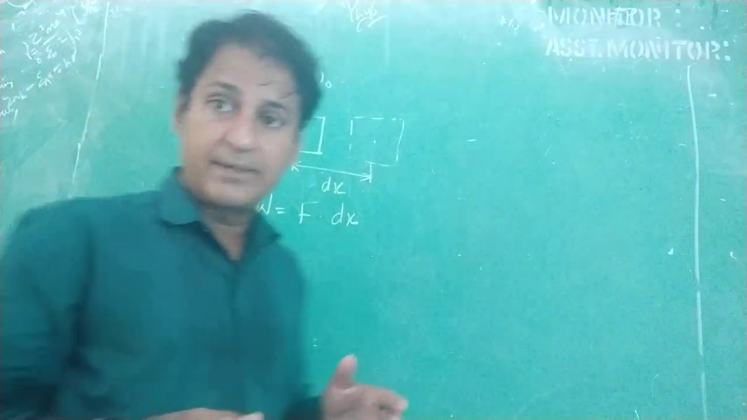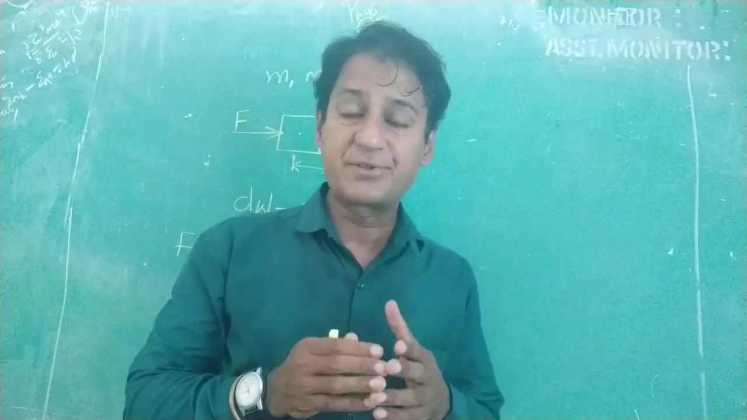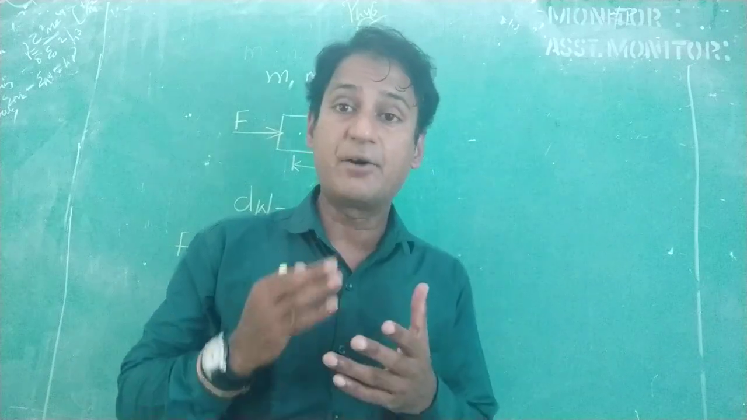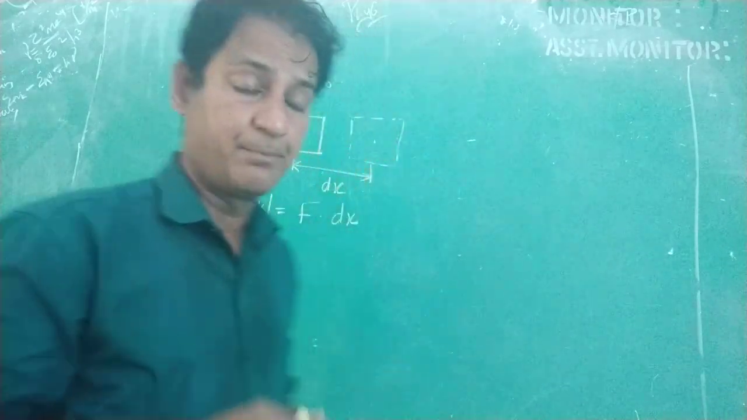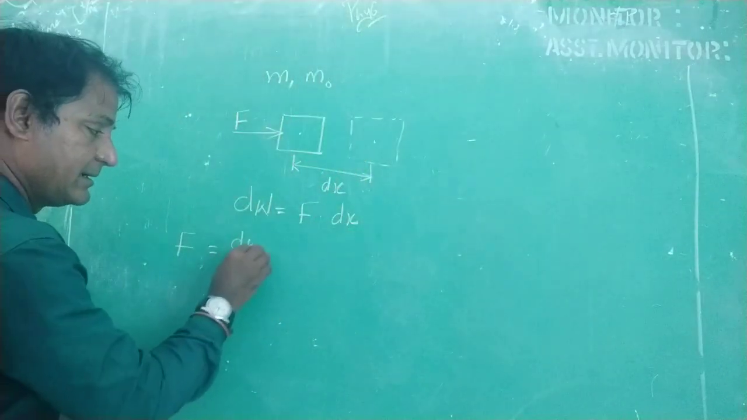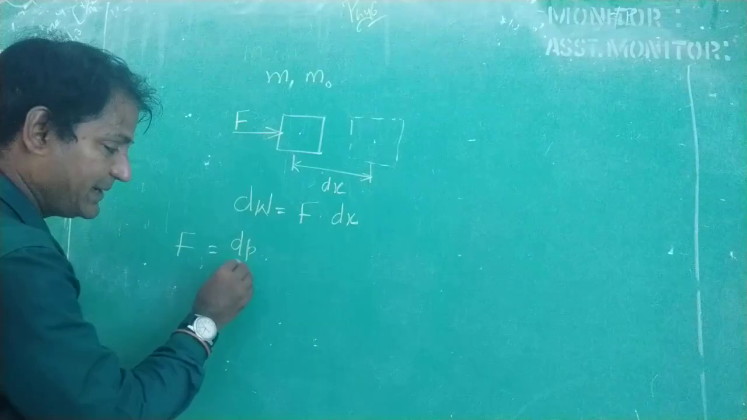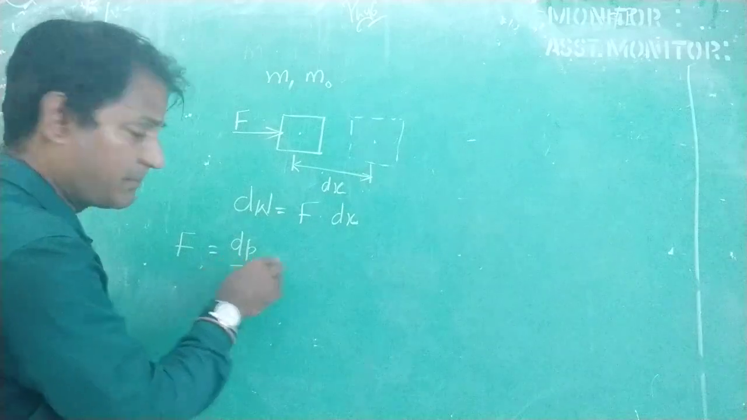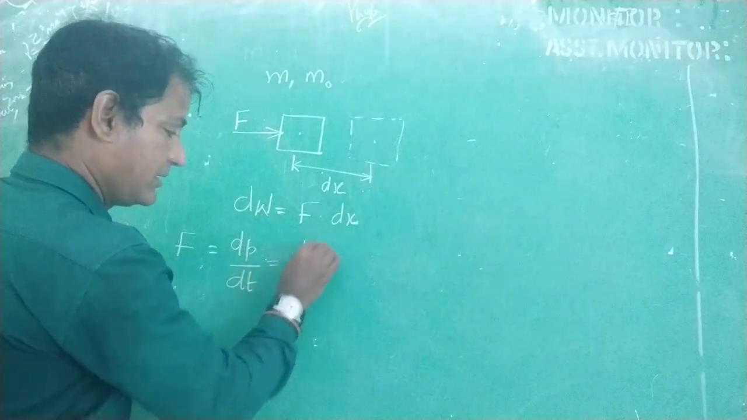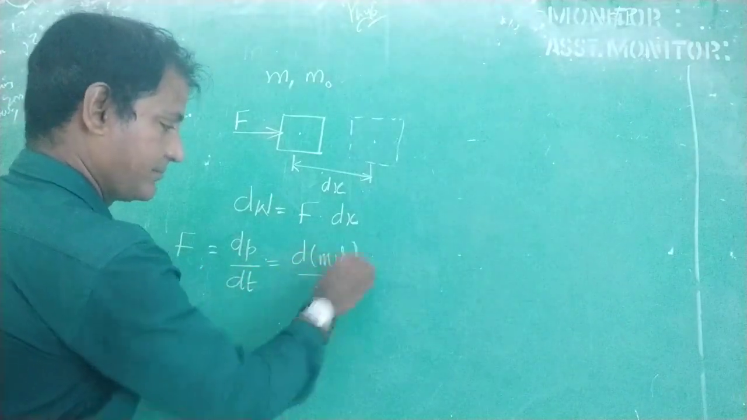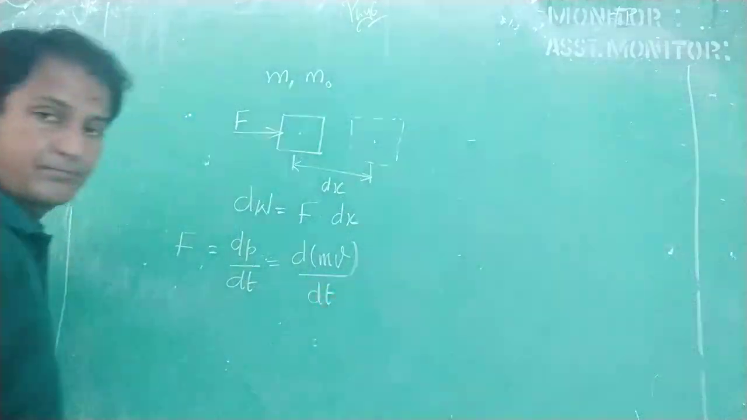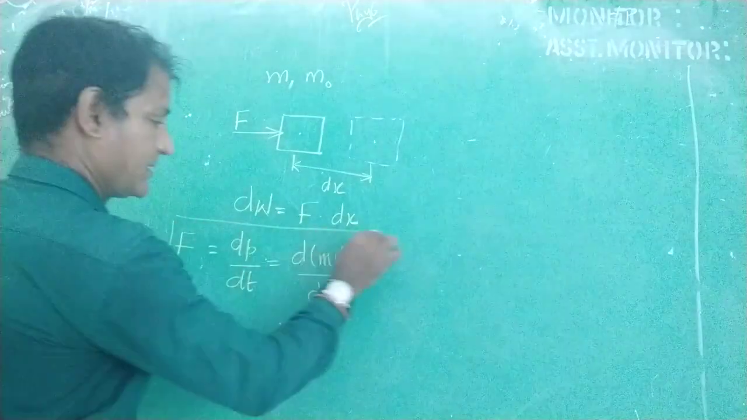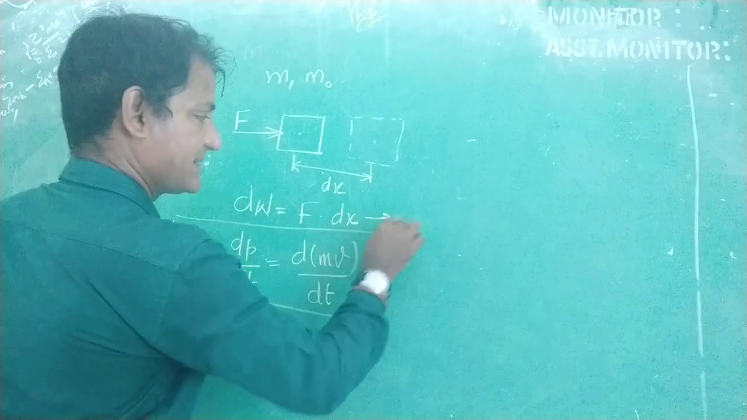We also know that according to the definition, force is nothing but rate of change of linear momentum, that is dp by dt. Here small p is the linear momentum, or I can write it as p is equal to m v. Now take this as equation 1.